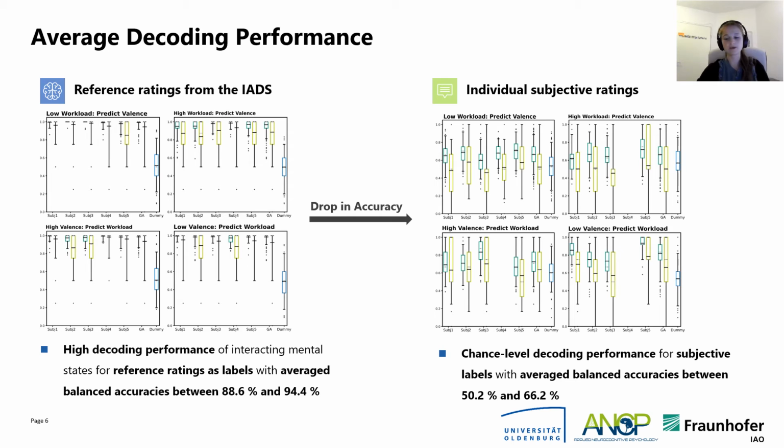Let's have a look at our results. Our main finding was that we observed high decoding performance when using the reference ratings as labels, with an average balanced accuracy between 88% and 94%. But when we changed the labels into the individual subjective ratings, the accuracy dropped significantly. And we only observed chance level decoding performance with these labels.